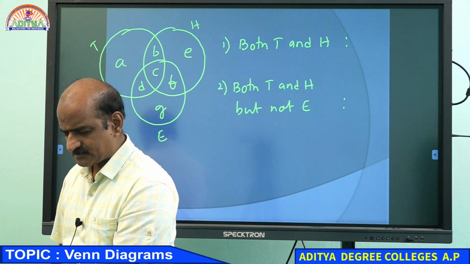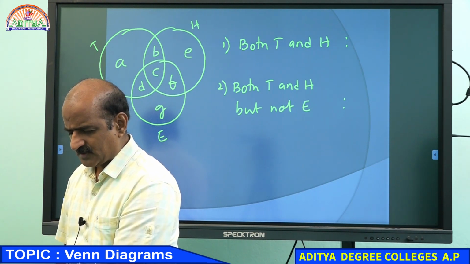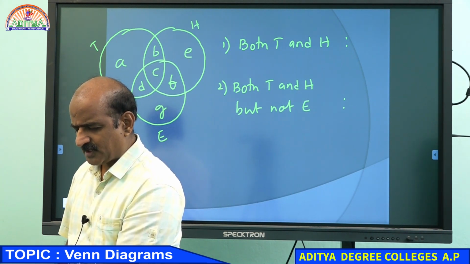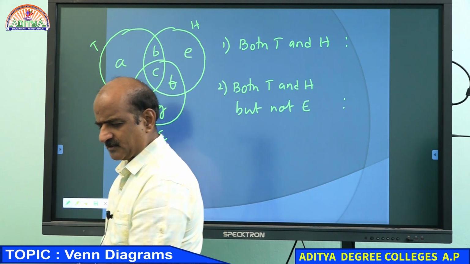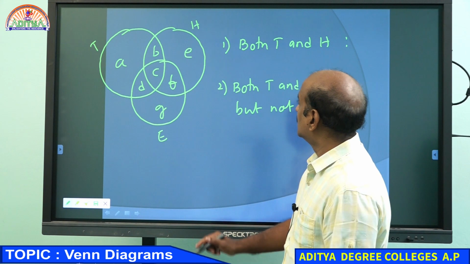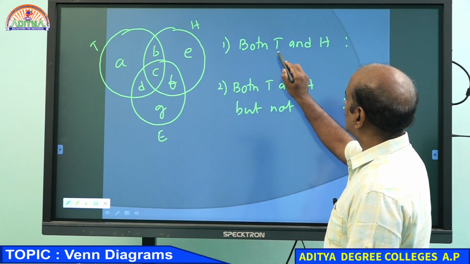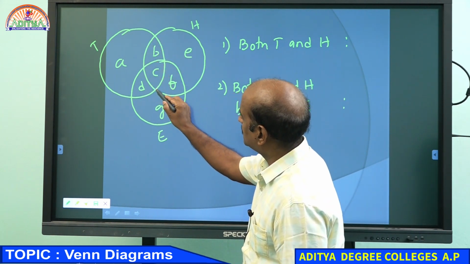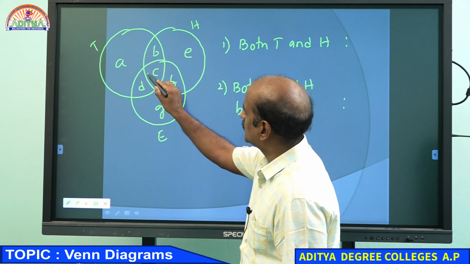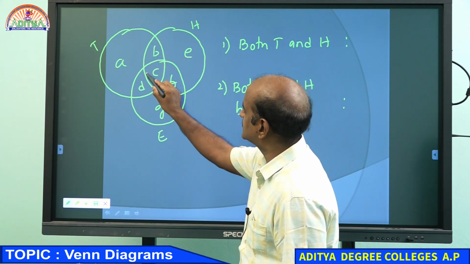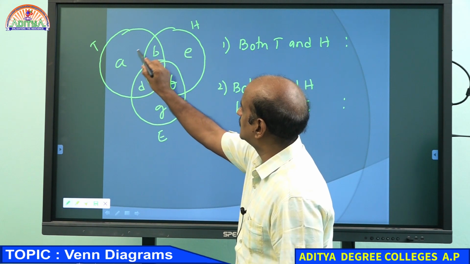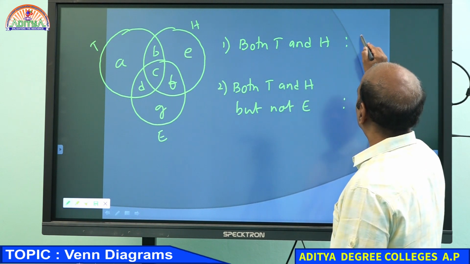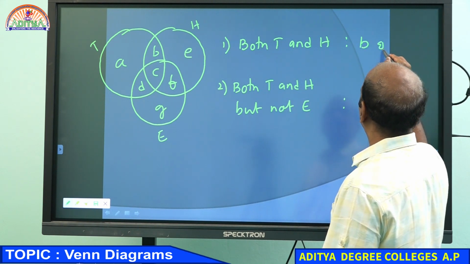Okay, very good. Very well done. Excellent. But still some of you seem to be making some mistakes. Now listen to me. In the first question, I ask only to find both Telugu and Hindi. Students, listen to me. This is the common set. Who like both Telugu and Hindi. See, B likes Telugu as well as Hindi. C also likes Telugu and Hindi. And for question number 1, your answer should be B and C.